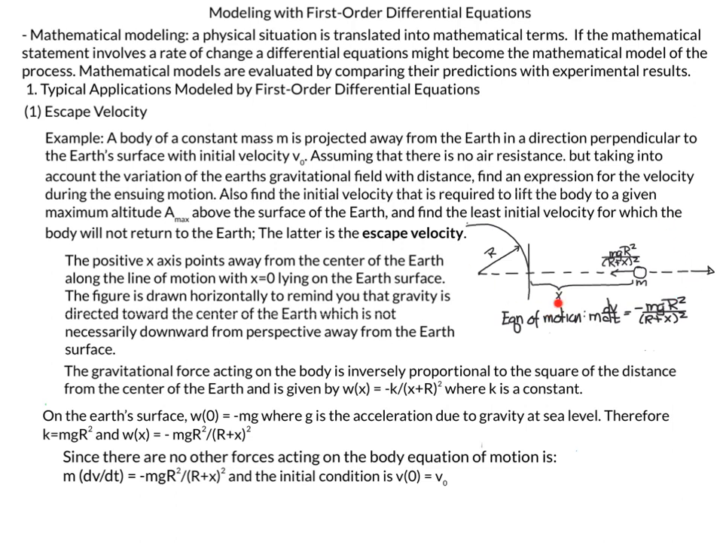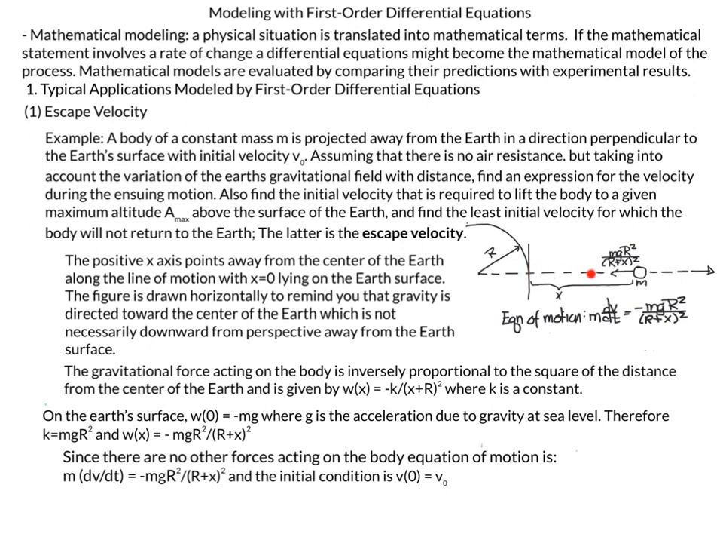So here is my diagram. Here's the center of the Earth. This is the radius of the Earth, so this is the surface of the Earth. Here we are tangent to the Earth, but we have something projecting out, x, perpendicular to the Earth's surface. And this is our mass here, and it's getting pulled back with these equations here, which we will derive. The positive x-axis points away from the center of the Earth. That's this axis here, along the line of motion with x equals 0 lying on the Earth's surface. So here's x equals 0.